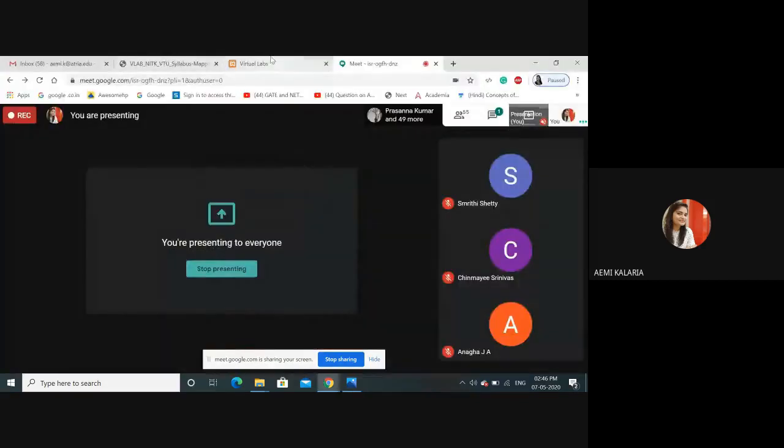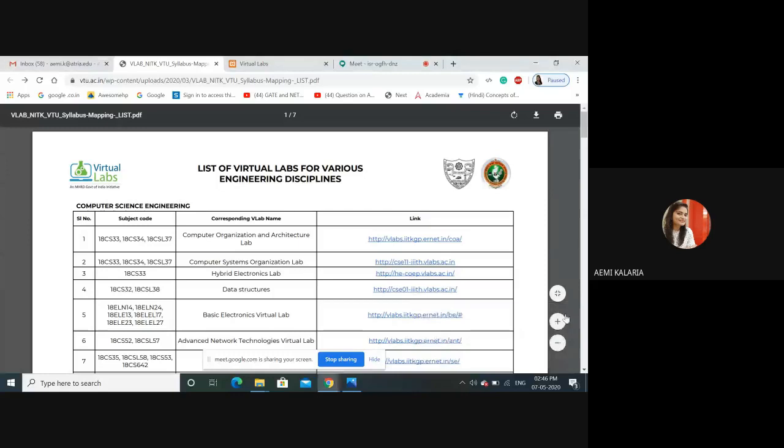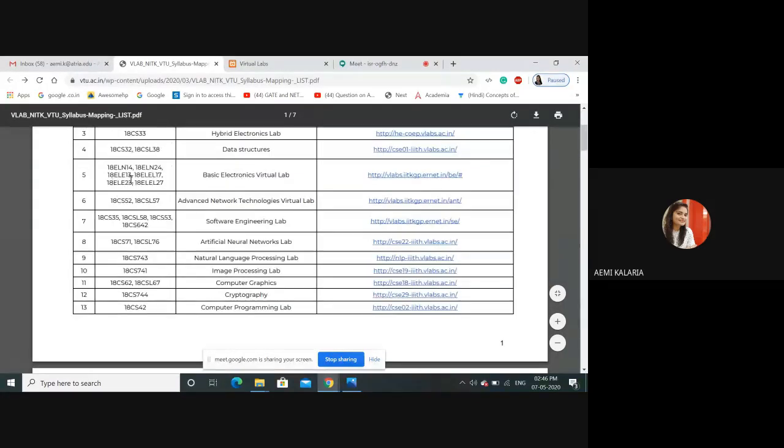Now, this is the link of the virtual lab. I hope it is visible, right? Our IIT has organized many virtual lab concepts over here. This is our subject code, and for each subject code there are basic concepts, and this is the link for that particular virtual lab. For data communication, our subject code is 18CS46.